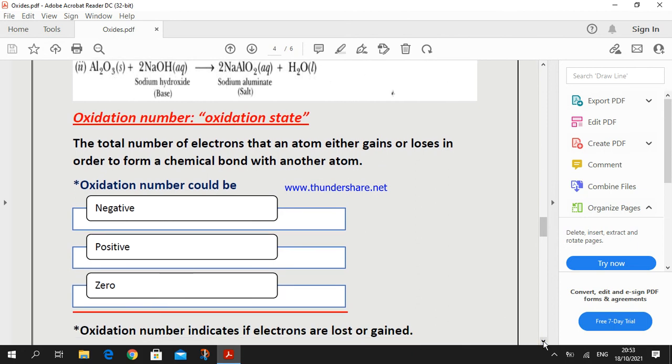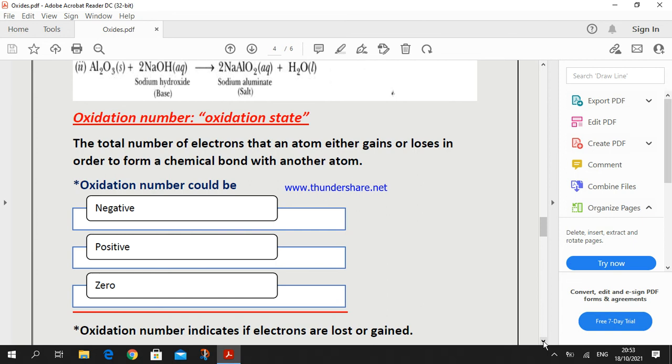And today we will talk about oxidation number and how to calculate the oxidation number of different compounds. What is meant by oxidation number or oxidation state of the element or compound? Oxidation number is calculated by the total number of electrons that the atom either gains, loses, or even shares during the formation of a chemical bond with another atom.